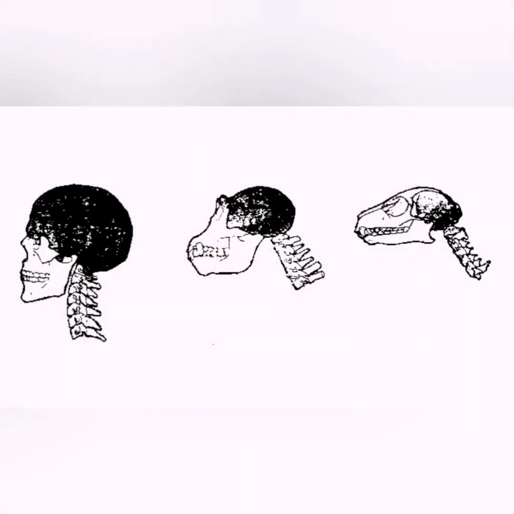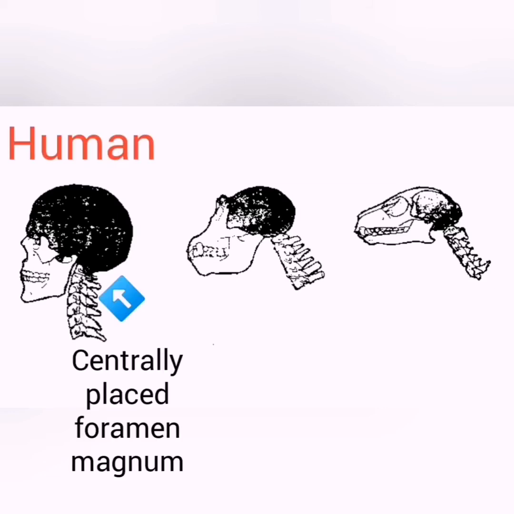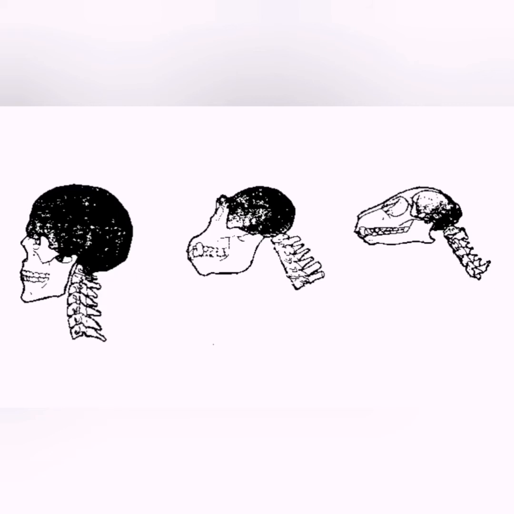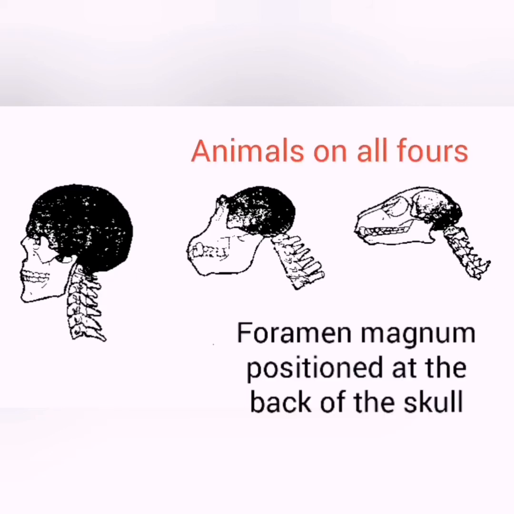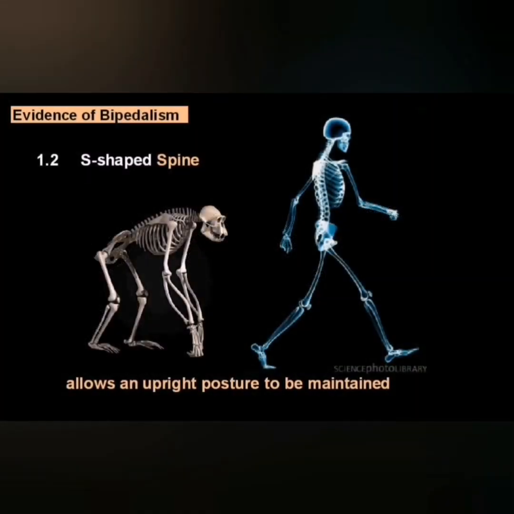Here we can clearly see where the neck area or the spine goes into the skull. We see in a human, it is in the center, so that's why the foramen magnum will be in a centrally located position under the skull. And then for animals that are on all fours, the neck or the spine will go into the back of the skull.